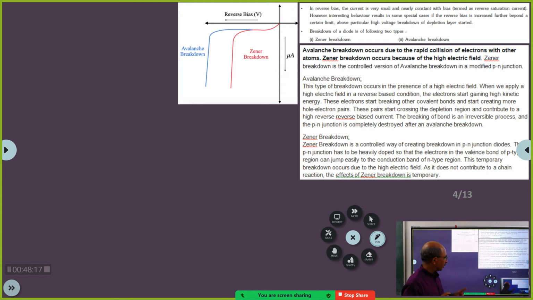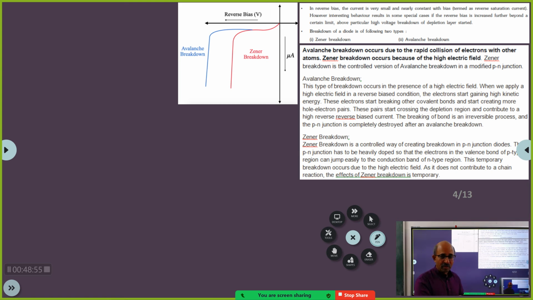Yes. Zener breakdown. Zener breakdown is a controlled way of creating PN junction diodes. The PN junction has to be heavily doped so that the electrons in the valence band of the p-type region can easily jump to the conduction band of the n-type. The temporary breakdown occurs due to high electric field. As it does not contribute to a chain reaction, the effect of Zener breakdown is temporary. That means you increase the voltage, there is Zener breakdown, and then you reduce the voltage, the diode will come back to its original condition.